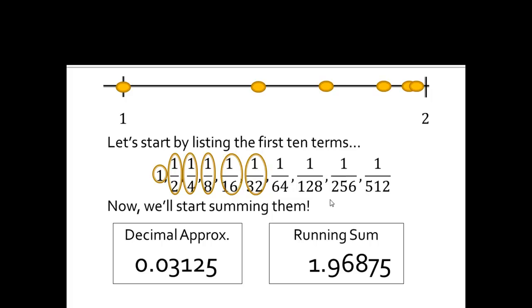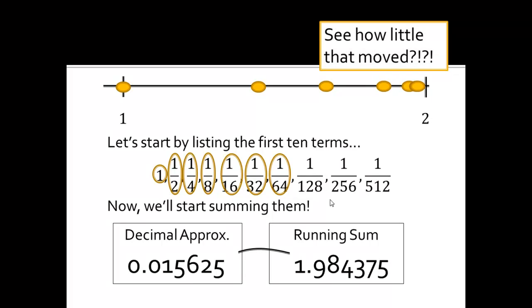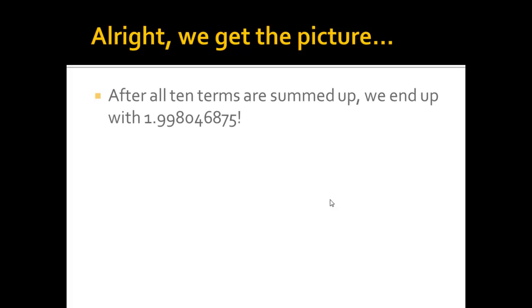It's getting a little crazy here. So now 1/64, we're looking at 0.015625. Really, really small. If we're thinking about fractions as a dollar, we're looking at about 1.5 pennies. I'm going to go ahead and add that up. I get 1.984375. Now pay very close attention, and there's the point. Did you see how little that moved? That's kind of crazy. So, we get the picture.